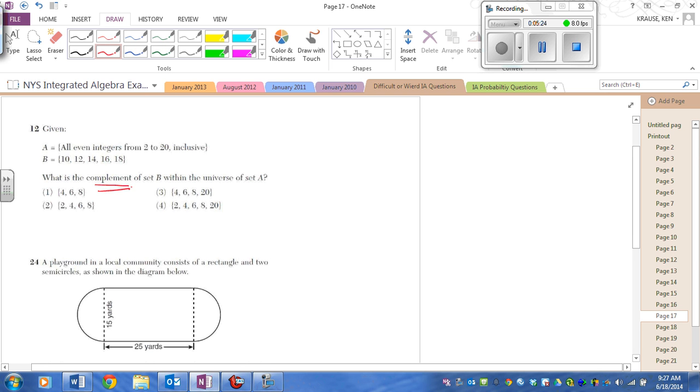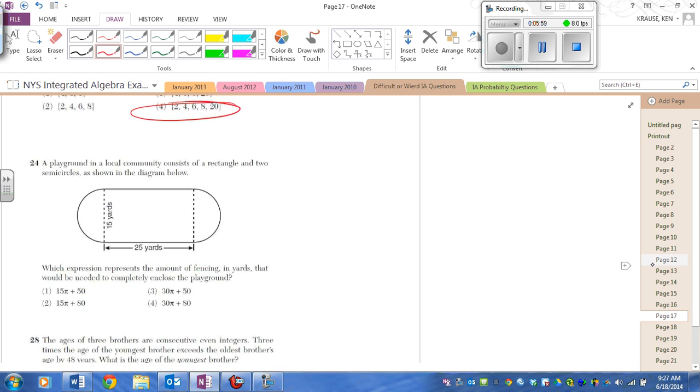Complement the ones that are not in the set. So even integers 2 to 20. Let me list those up: 2, 4, 6, 8, 10, 12, 14, 16, 18, and 20. Inclusive means it includes them. So we've got 10, 12, 14, 16, 18. So the ones that are missing are 2 through 8 and 20. There it is right there. And inclusive means you include. So the answer is 4.